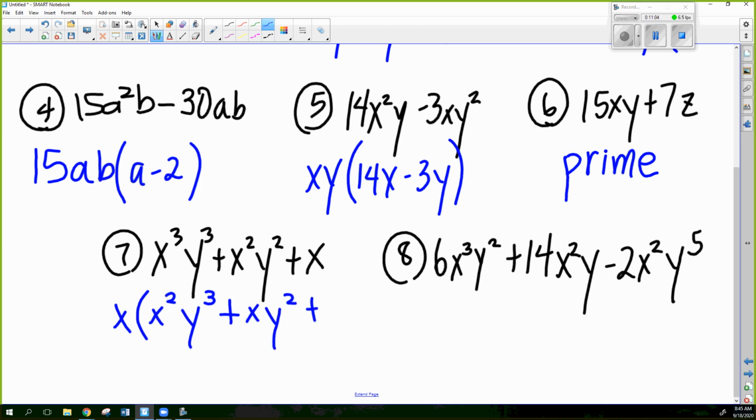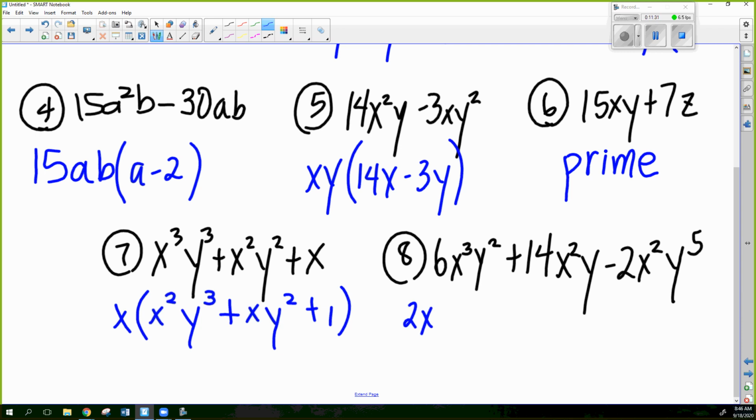Now, here's why I wanted to do this problem. What happens when you take away the only thing that's there? You put a 1, very good, because remember, it's divided. X divided by X, well, anything divided by itself is a 1. You have to have that placeholder. Okay? Very good. And Mason, what'd you come up with for number 8 for the GCF?